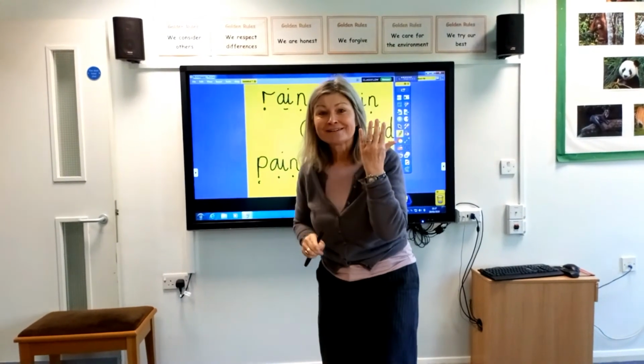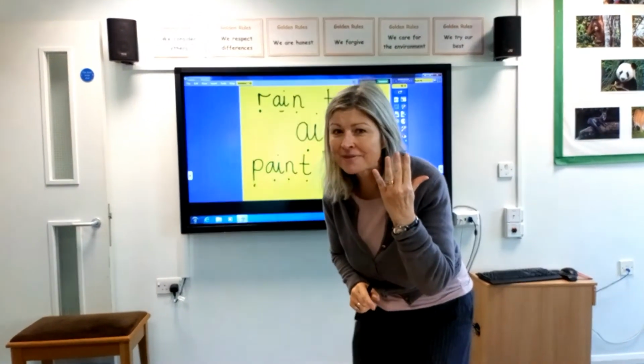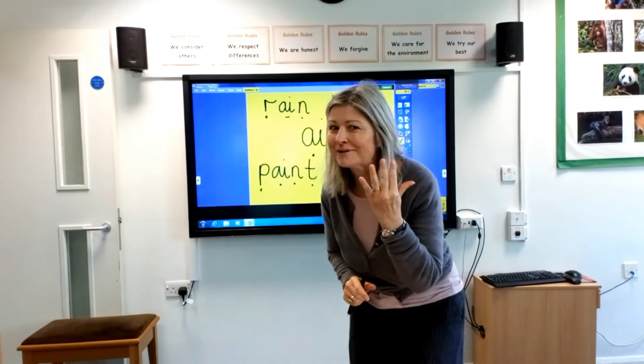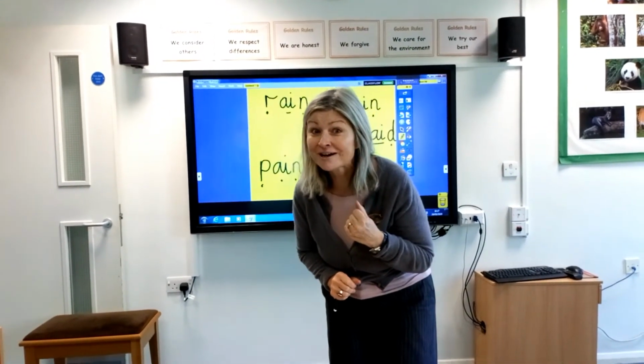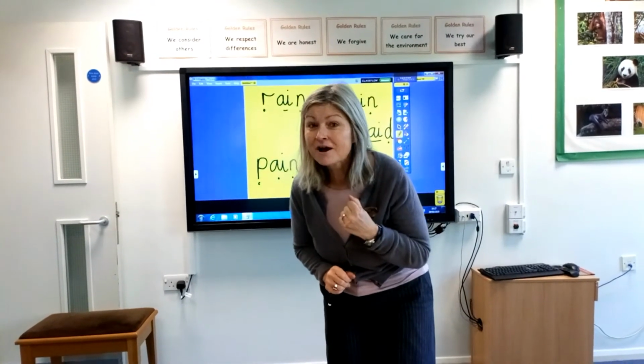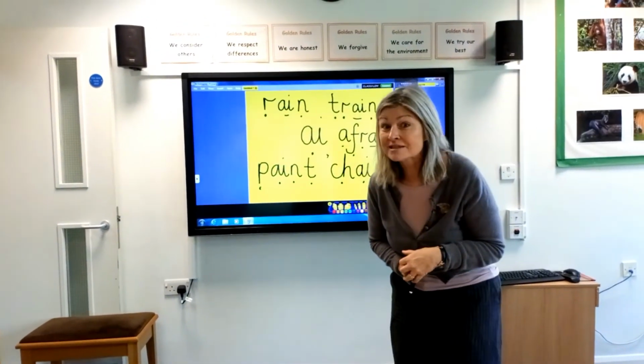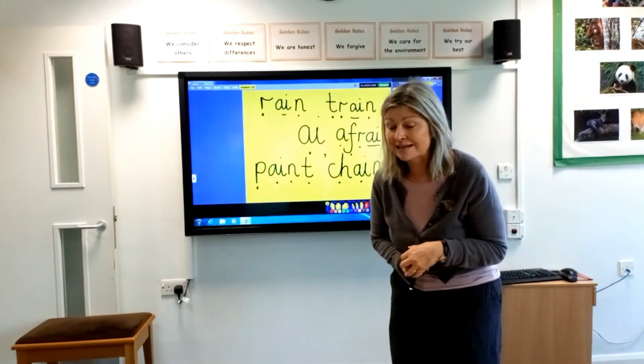Afraid. Did you get that one right? That's a really tricky one. That's a year 5 or year 6 word, that one. If you got that one right, you can have a great big jump for joy. Well done. Excellent. Okay, now you need to find somewhere that you can do some writing.